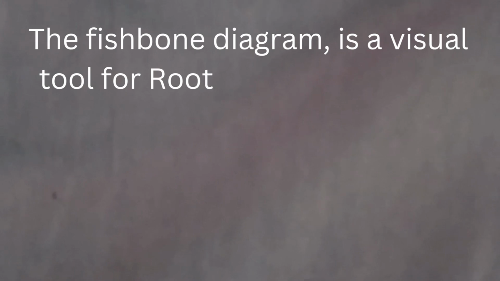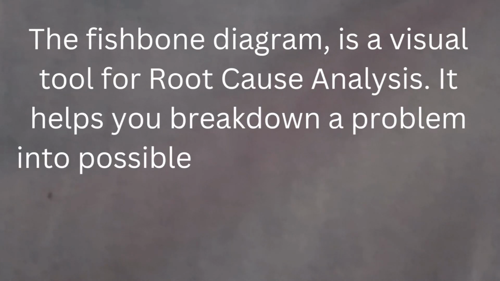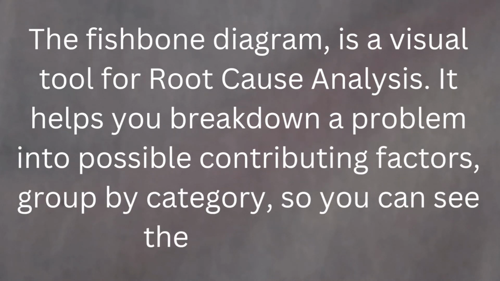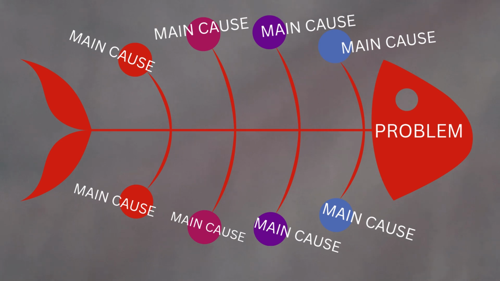The fishbone diagram is a visual tool for root cause analysis. It helps you break down a problem into possible contributing factors, grouped by category, so you can see the full picture. It's shaped like a fish skeleton. The head shows the effect, and that's the problem you are trying to solve. The bones branching off, they represent the categories of potential causes.